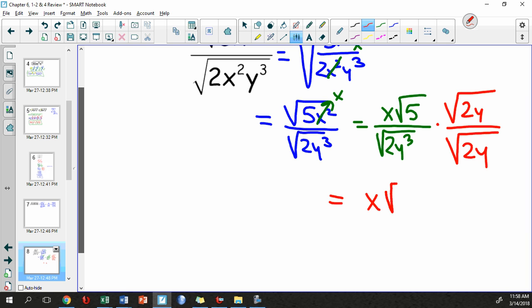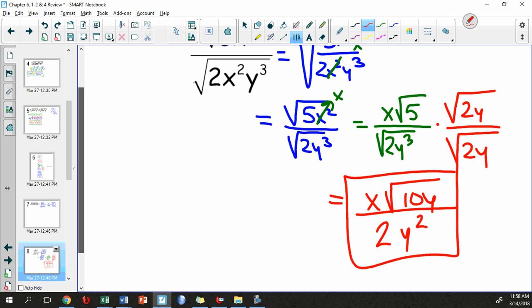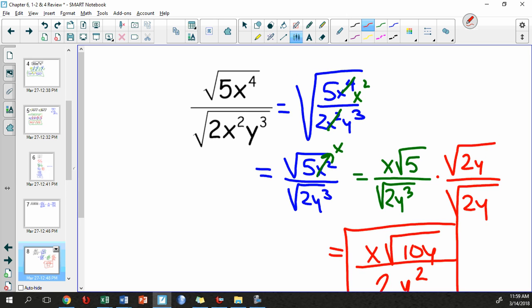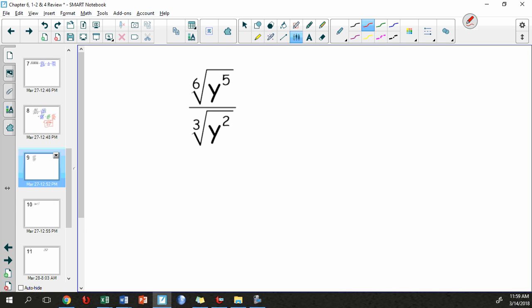Okay, x times the square root of 10y divided by, how many 2's do you have in there? How many 2's do I have? 2, so that's going to cancel out to just give me 2 to the first. How many y's do I have in there? 4. So what's the square root of y to the fourth? Y squared. Yep. Okay.